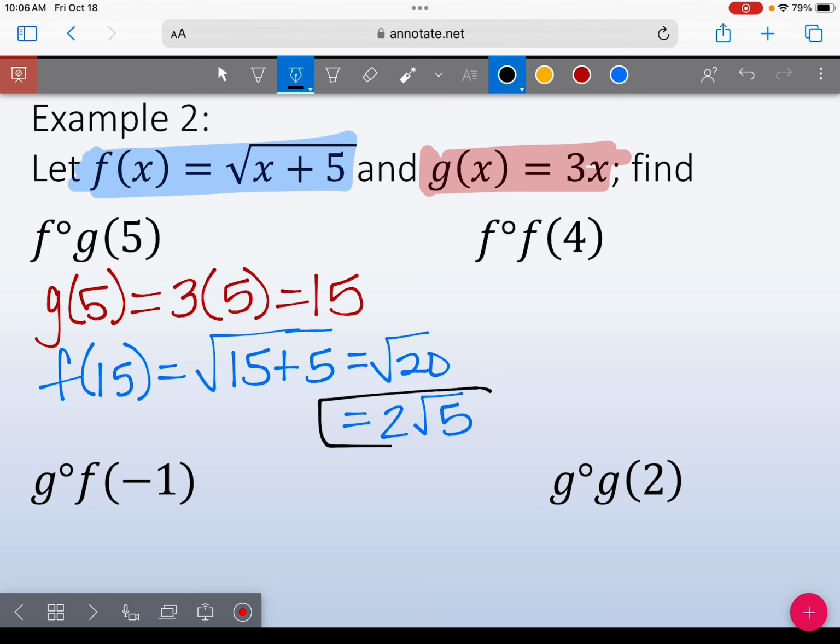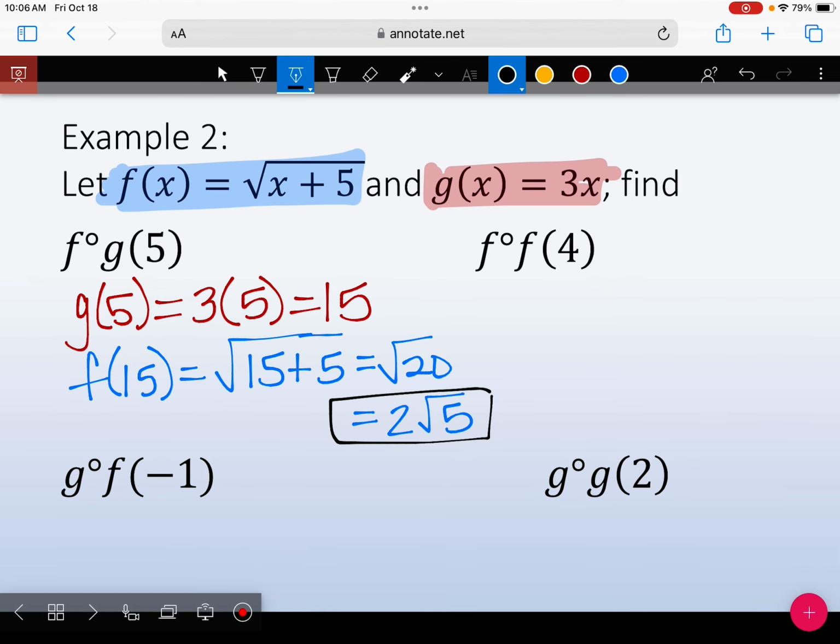And how did I get that? Well, I know that 4 is a perfect square, and it is also a factor of 20. So I'm going to take that 20 and separate it into the square root of 4 times the square root of 5. The square root of 4 is 2, and the square root of 5 has to stay. So this is the final answer for the first part of example 2.